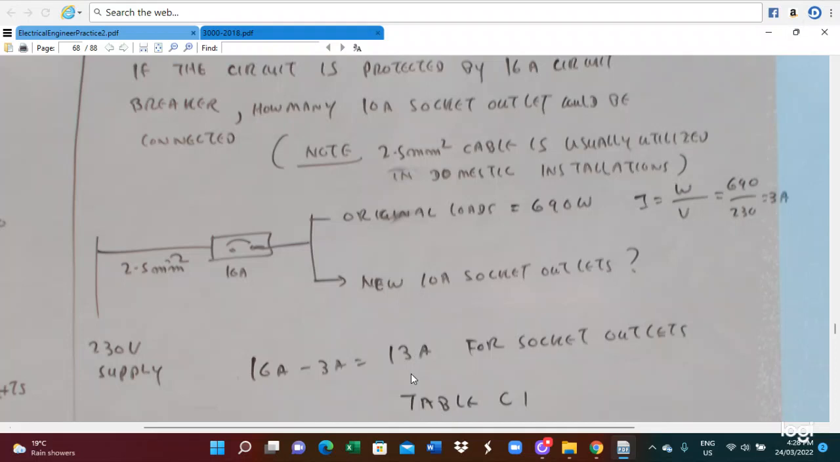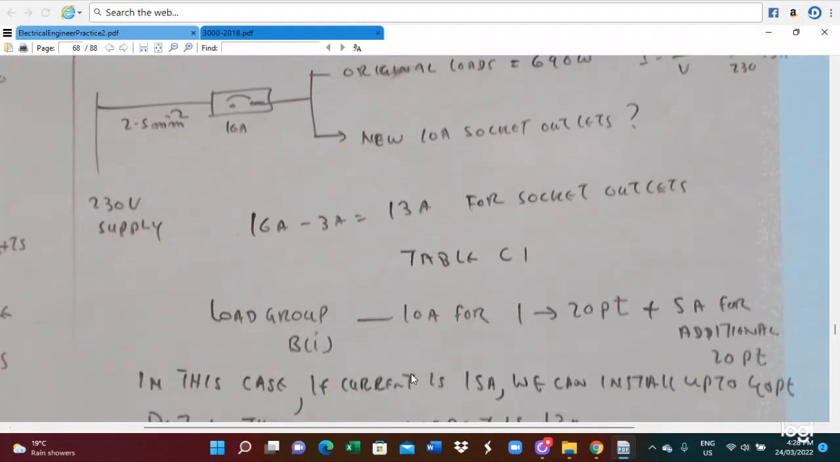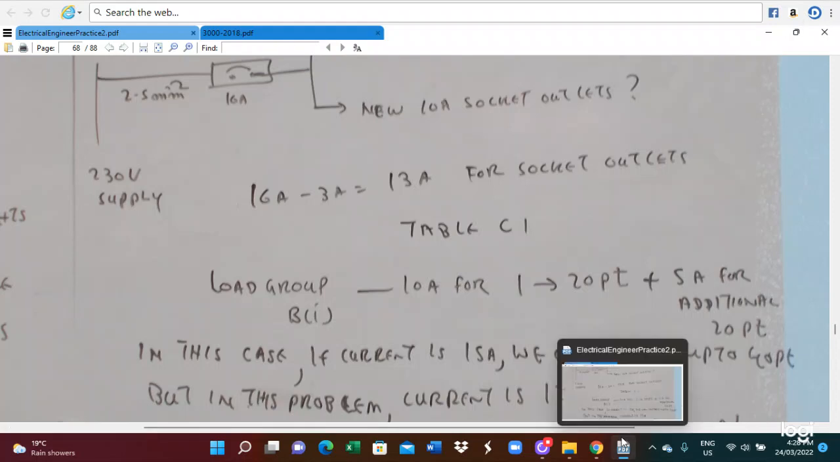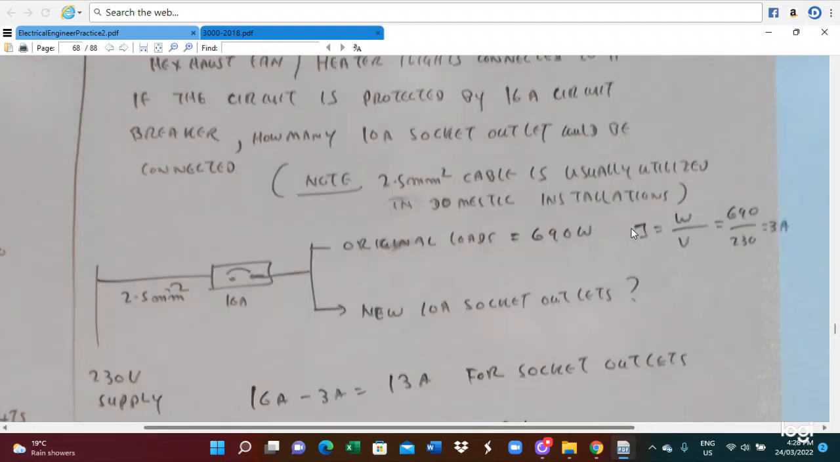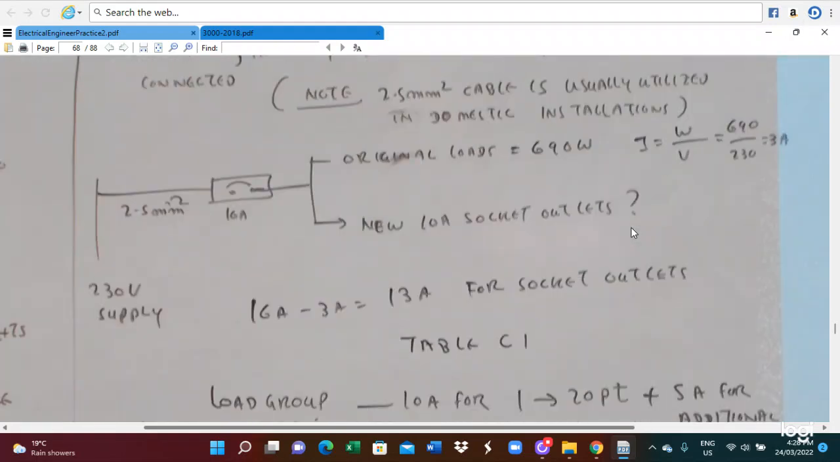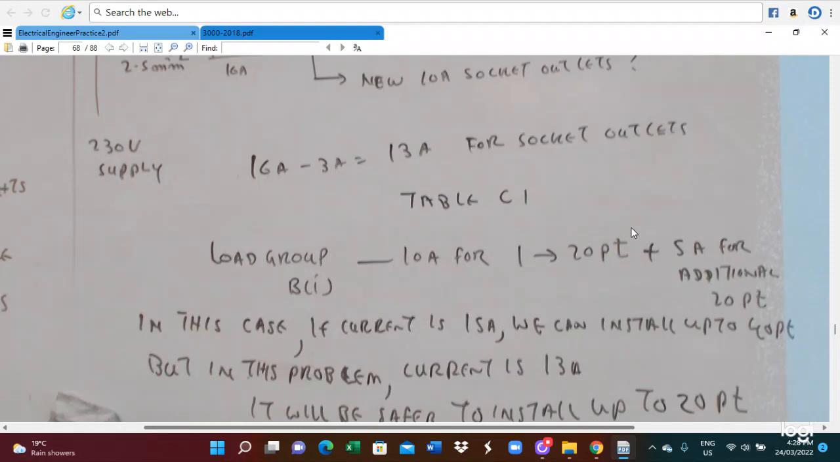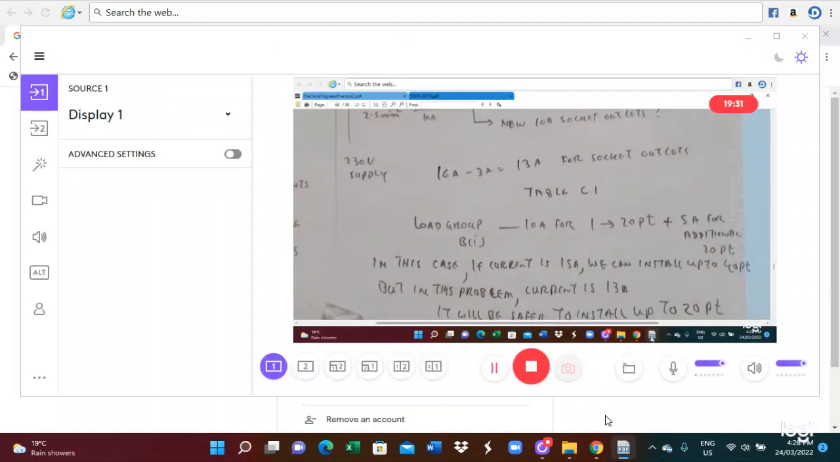So how many 10 amp socket outlets can be connected? You refer to table C1. In this case, this is a domestic installation because of the 10 amp socket outlet. So this will be the domestic installation, and we refer to table C1.